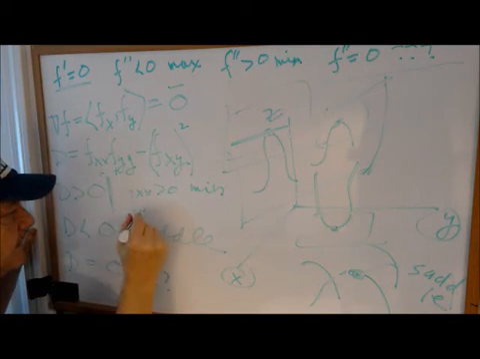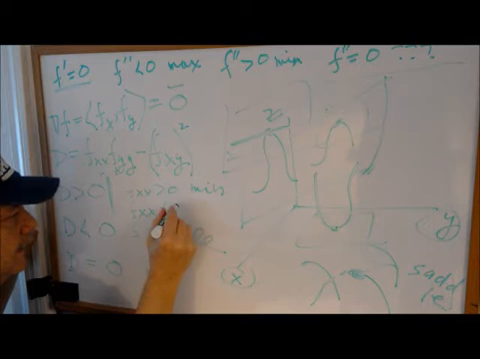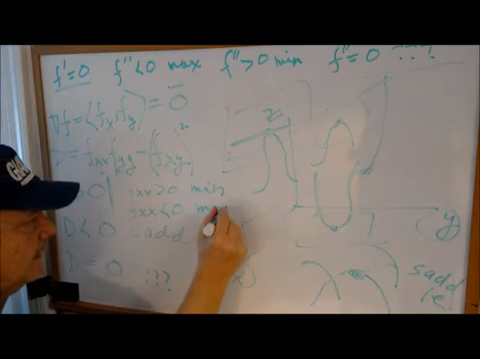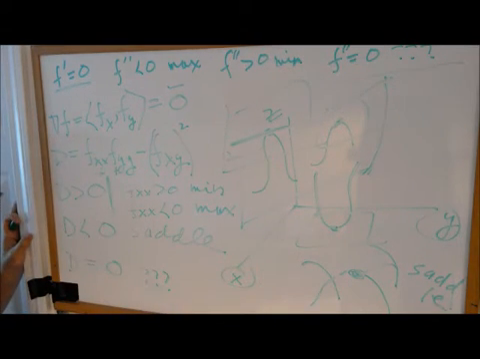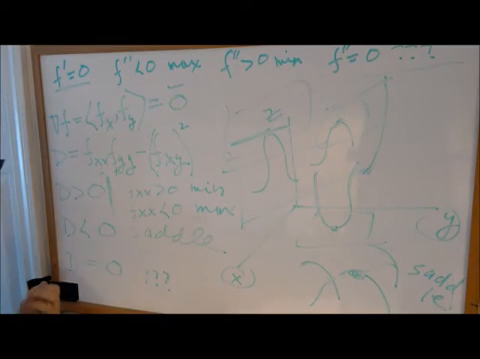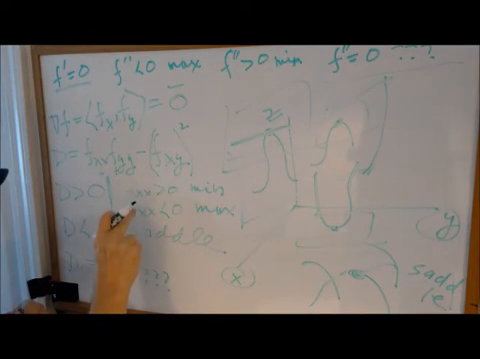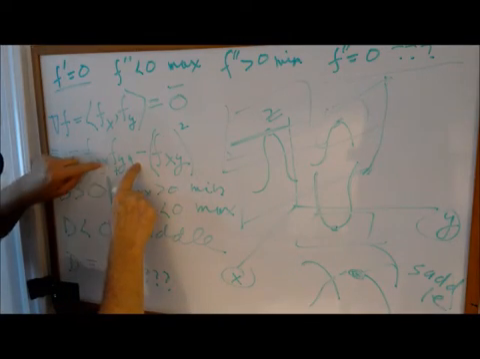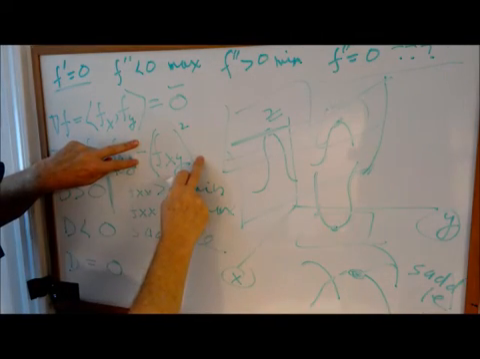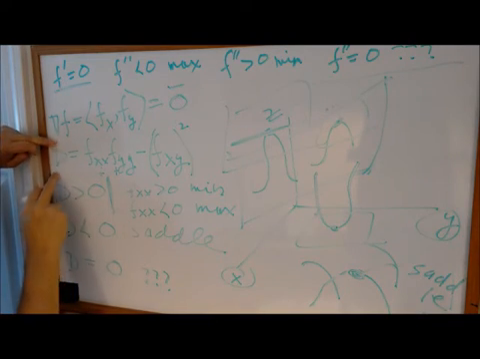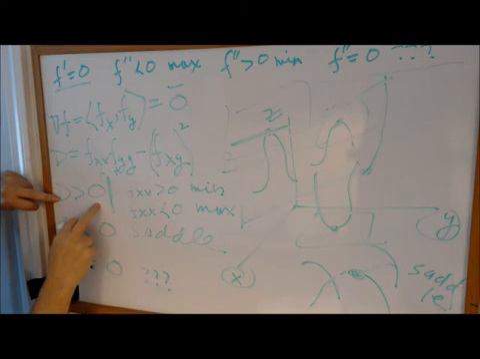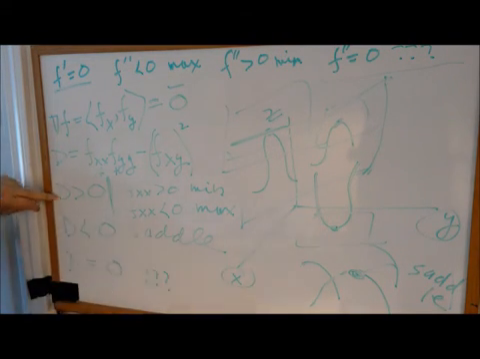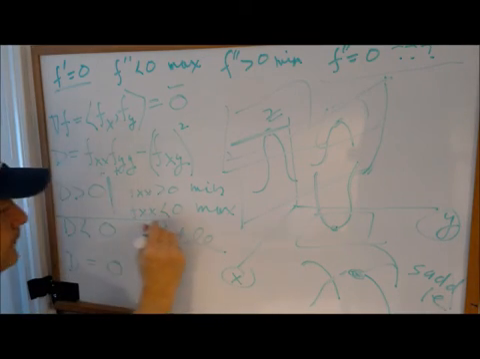Similarly, if f of xx is negative, then we have a local maximum. And finally, if f of xx is 0, well, that means this is 0. So that means this is negative. That means D is negative. And that's contrary to our assumption here. So that possibility doesn't even exist.